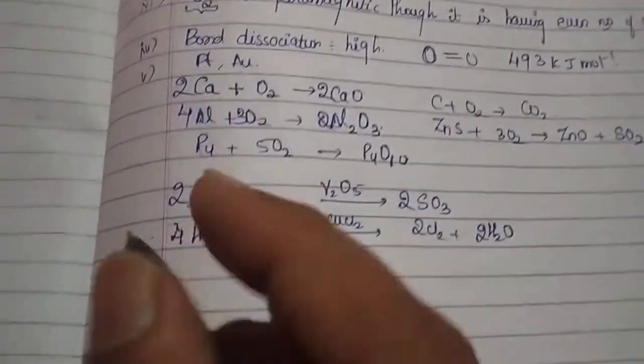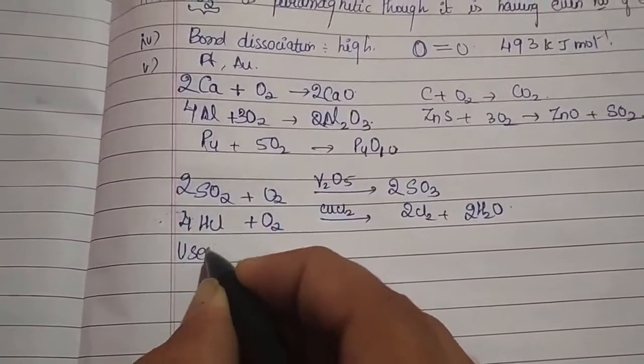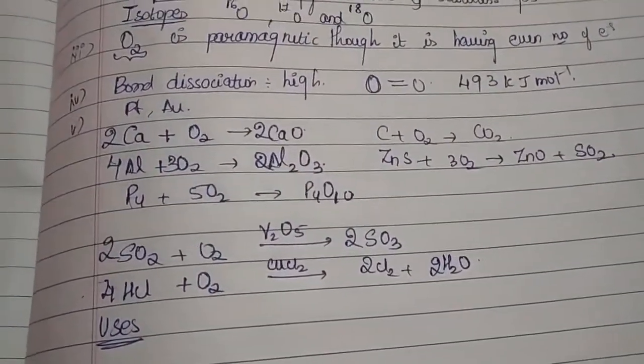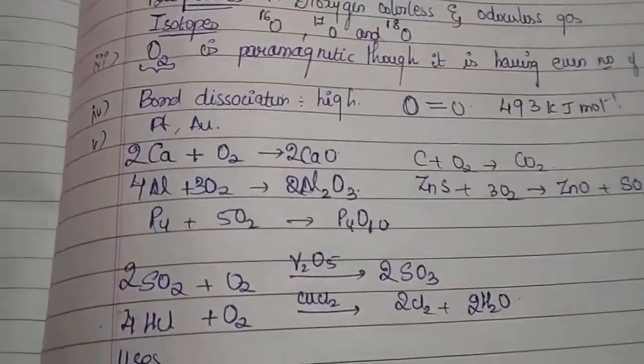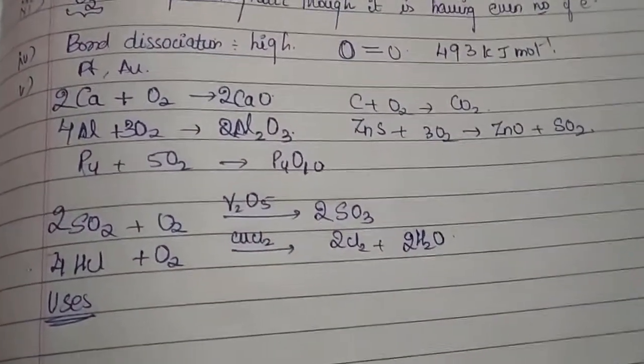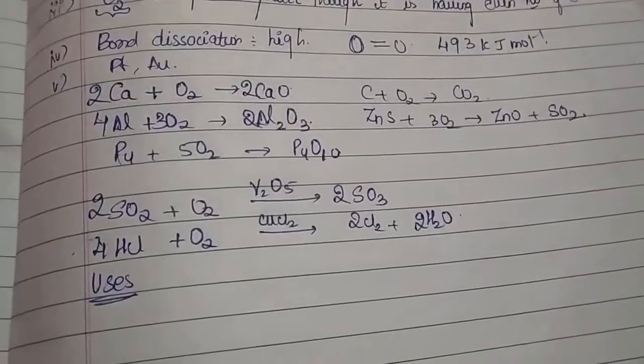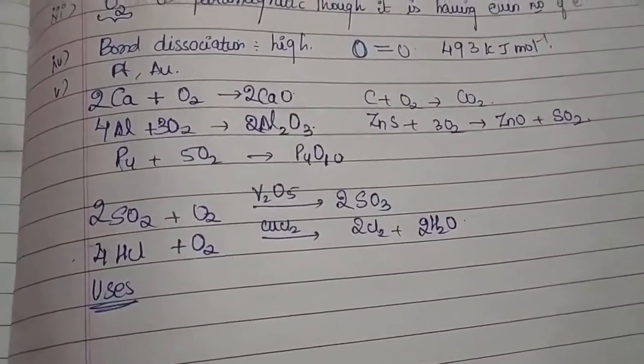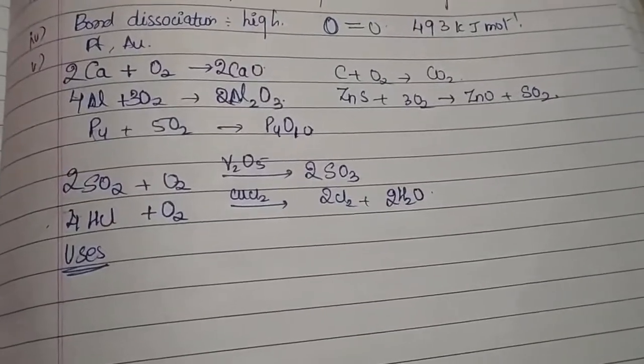Coming to their uses. Okay, what are the uses? Of course, we know that dioxygen is very important for our day-to-day breathing process. But apart from that, remember, oxygen is used in oxyacetylene welding. Okay, in the welding process we use this oxygen.